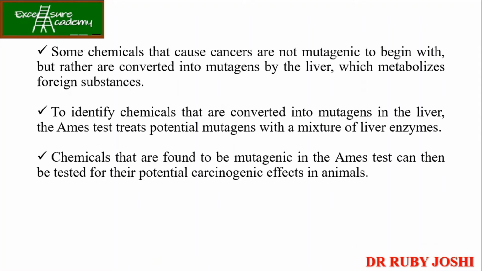So there are certain chemicals that cause cancers which are not mutagenic to begin with, but they get converted to mutagens by the liver, which metabolizes foreign substances. So we know that in the liver, now we are talking about the mammals, we are talking about the humans. So we know in the liver, we have got the detoxifying enzymes. Now these detoxifying enzymes, can you name few enzymes which are present in the liver which help in the drug metabolite conversion?